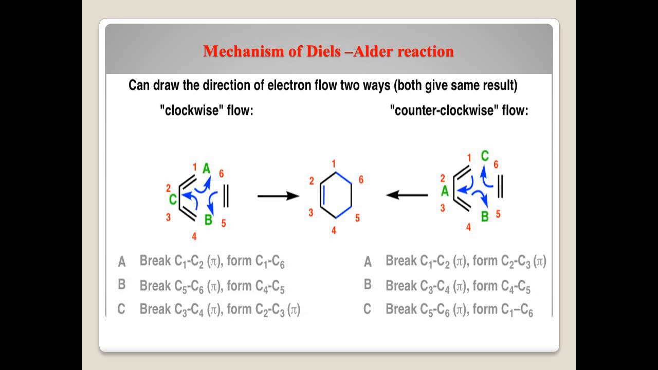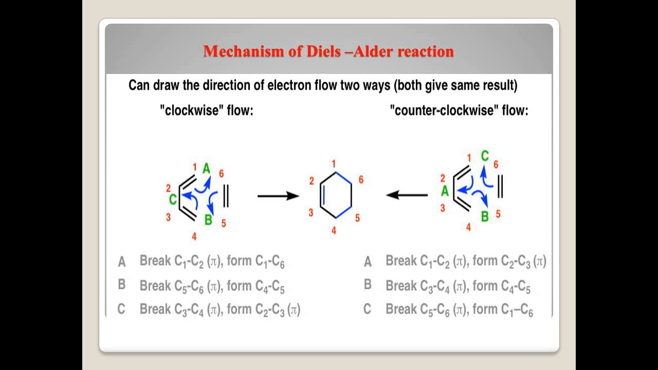Next, I mentioned for B, carbon 5 and carbon 6 having a double bond, that breaks and forms a single sigma bond between carbon 4 and carbon 5. Next, it breaks carbon 3 and carbon 4, and between carbon 2 and carbon 3 it forms a newly created pi bond. This is the clockwise flow direction.